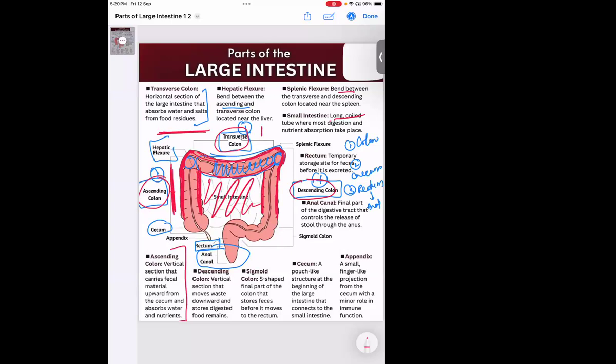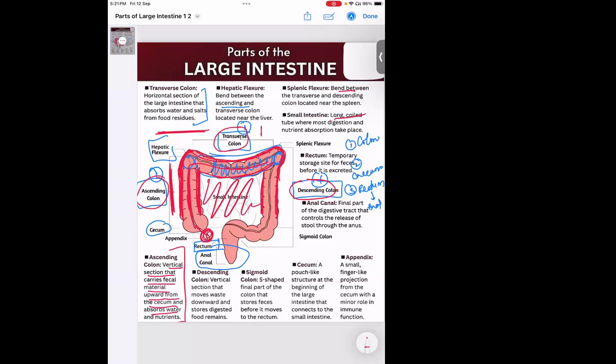Okay. So the descending colon is a vertical section where it carries the waste material downward and absorbs the water and nutrients. Like this, here the small intestine will be there, for example. From here, they will take the waste material from the ascending colon to which part? To the transverse colon. And then the transverse colon will bring it down. That is why it is called the descending colon. Going up is ascending. Coming down is descending.